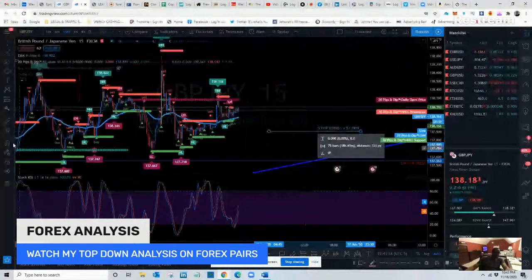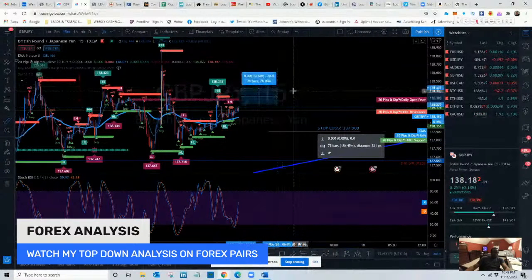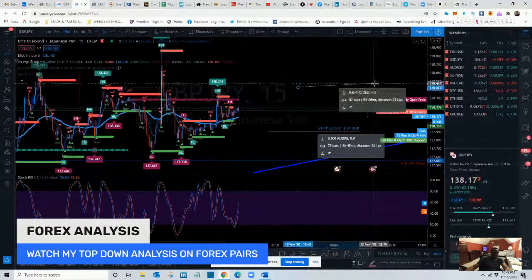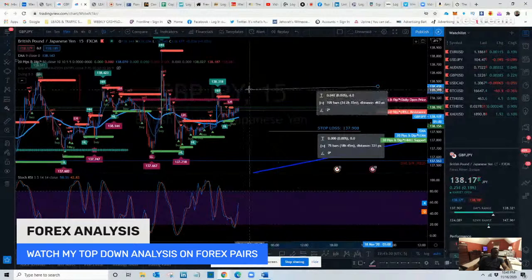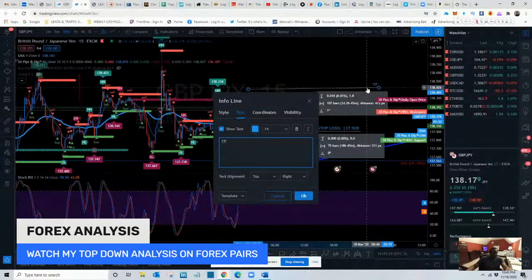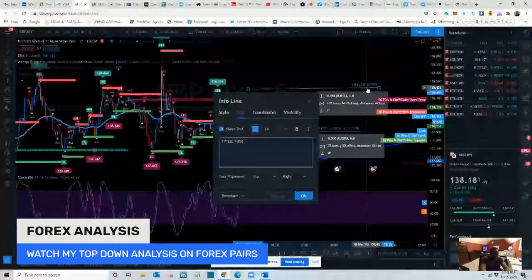So I'm going to take this ruler. I'm going to start here and draw 20 pips right here. Then I'm going to take the info line here, and this is going to be take profit. Take profit here is 138.426. So take 20 pips. And then I'm going to hit on market execution.